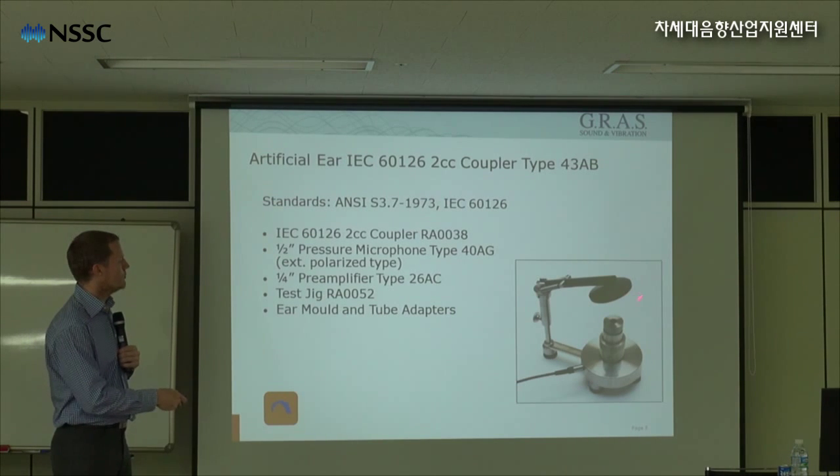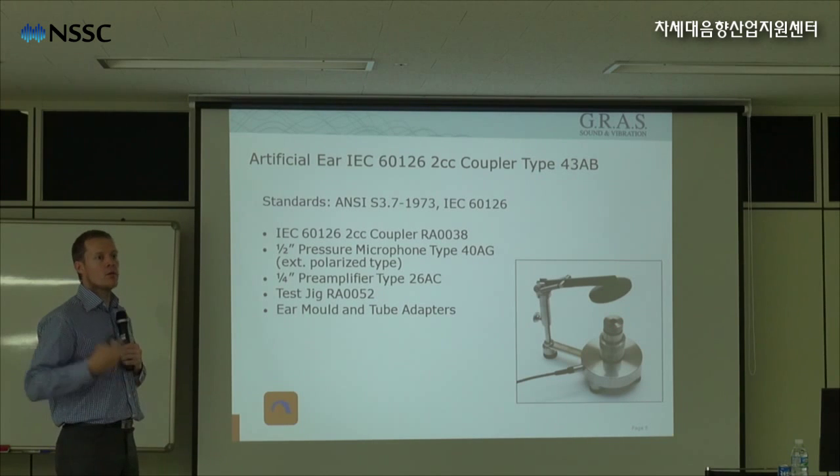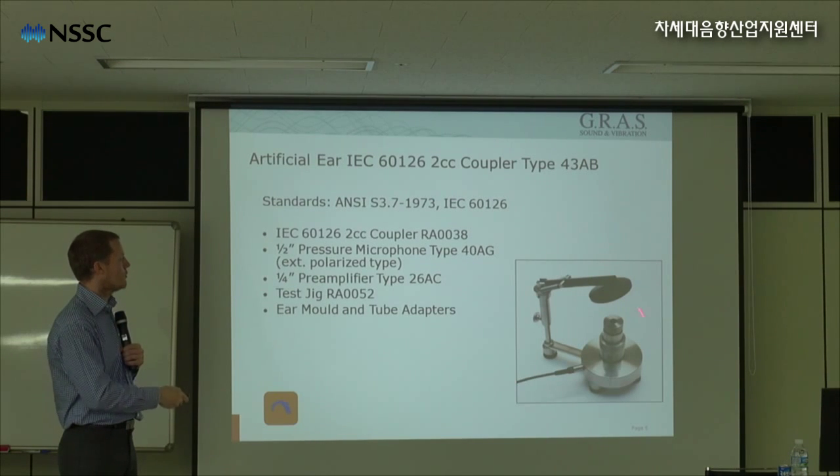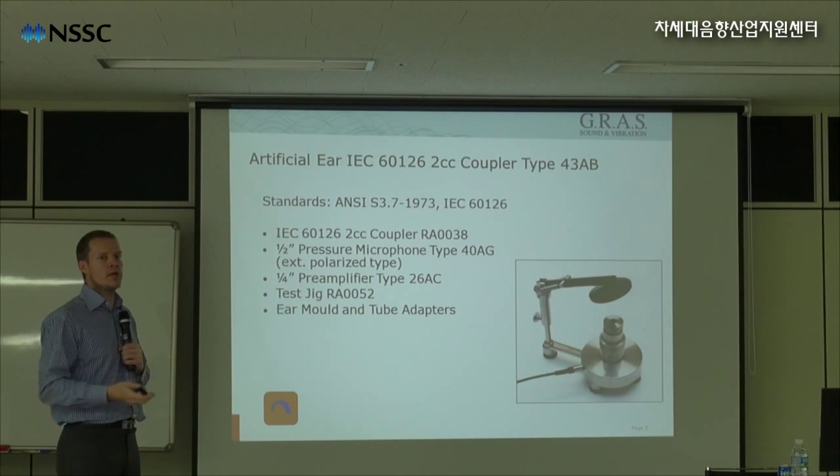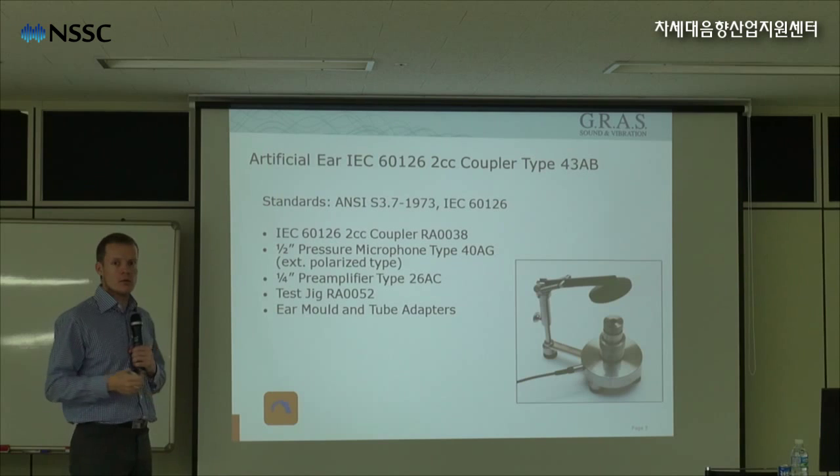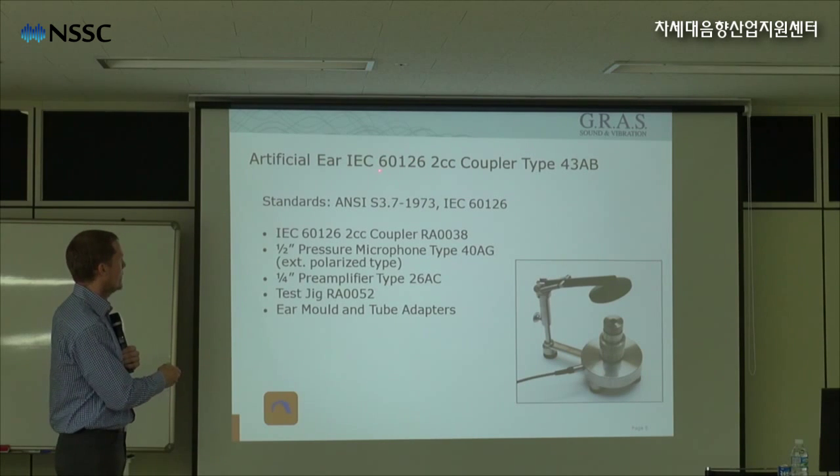Typically you have the coupler here, and you have a hearing aid on the side, which is mounted on the coupler with a tube so that it transfers the speaker signal through the tube, and then it's recorded in the coupler inside here. So this is a way to test hearing aids according to IEC 60126.